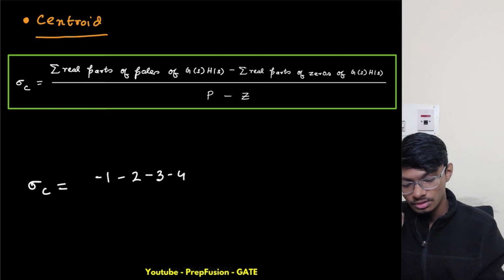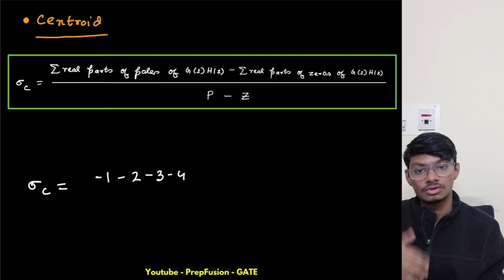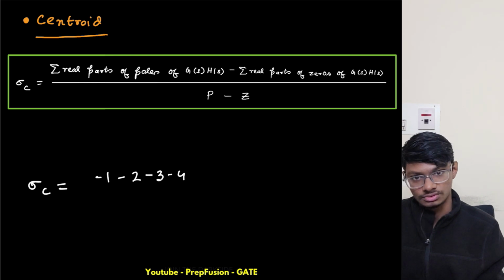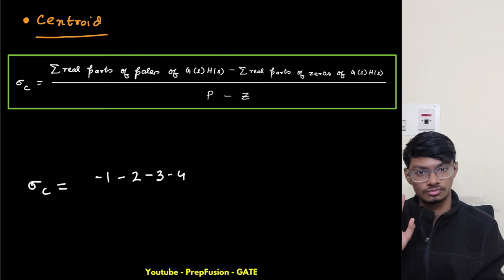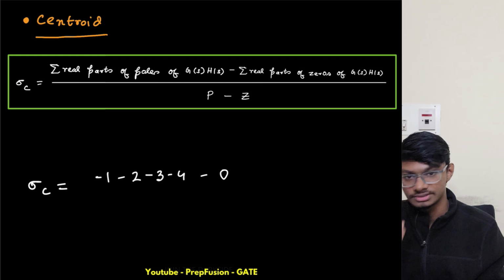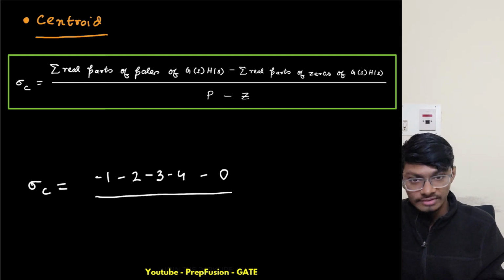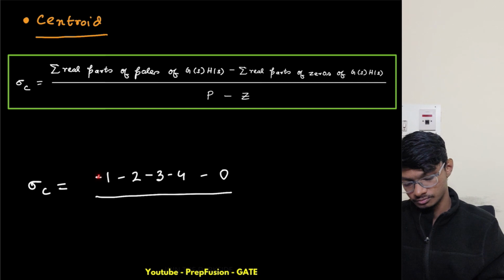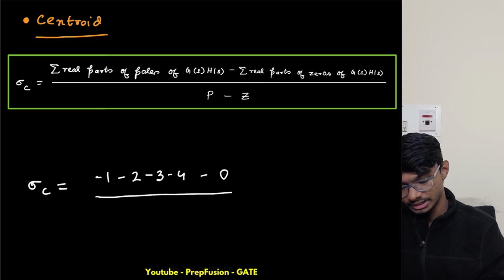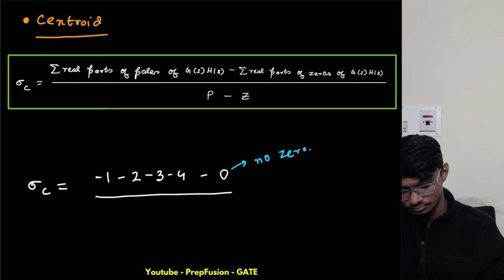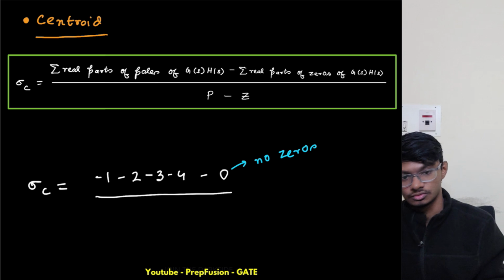Now what are my open loop zeros? I don't have any zeros. If I don't have any zeros, what will I do? I will just subtract a 0 for it. I could have subtracted nothing also, but just to represent it, I subtracted a 0. So if you don't have any zeros, you write 0 instead. This means I have no zeros.